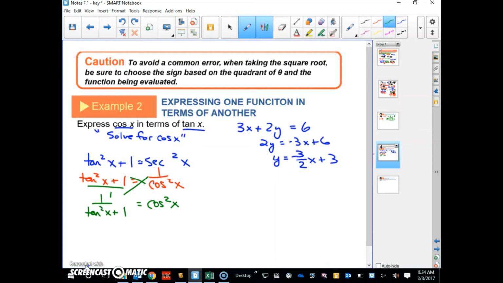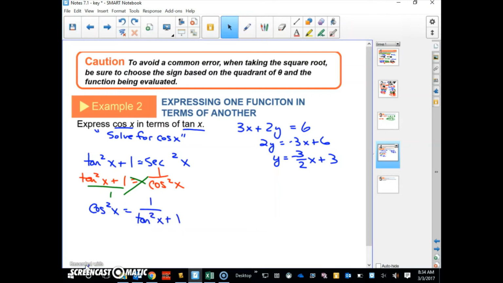If I cross multiply it, I'm trying to get the cosine squared x on the top. So you can think about cross multiplication, or you can think about flipping. Well, we got cosine squared x equals 1 over tangent squared x plus 1. At this point, we're almost there. We would just have to get rid of that square. And so we're going to get rid of that square by taking the square root.